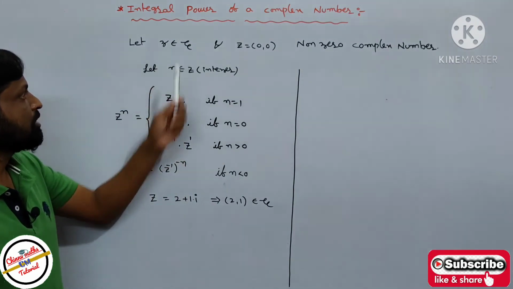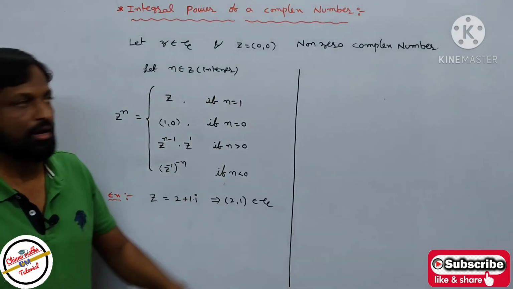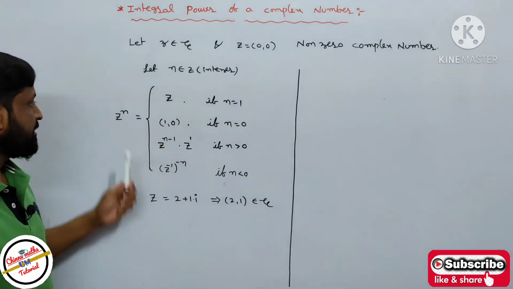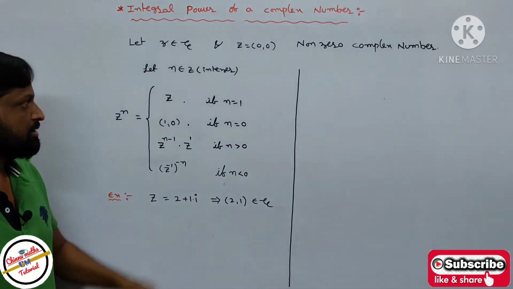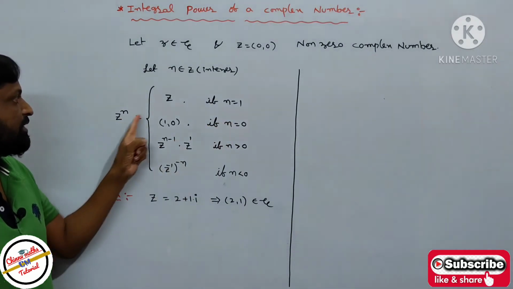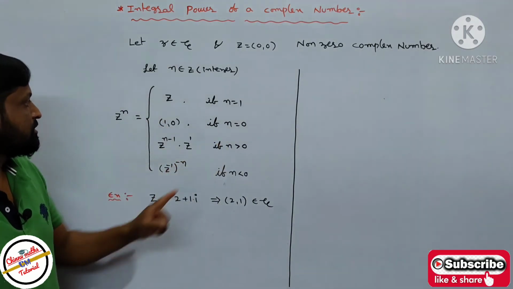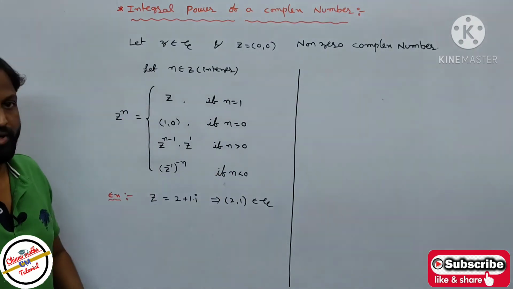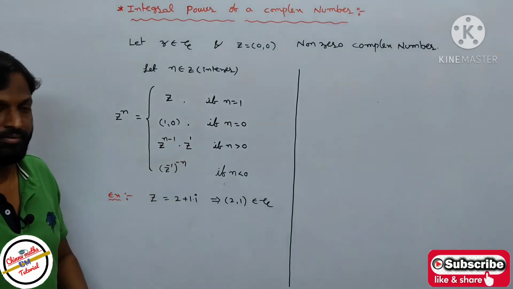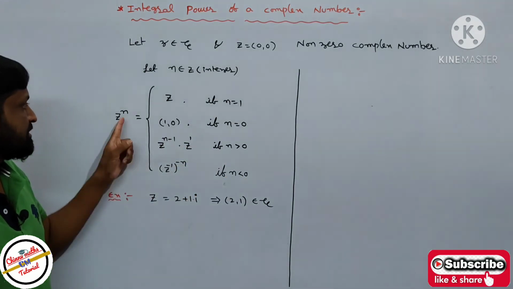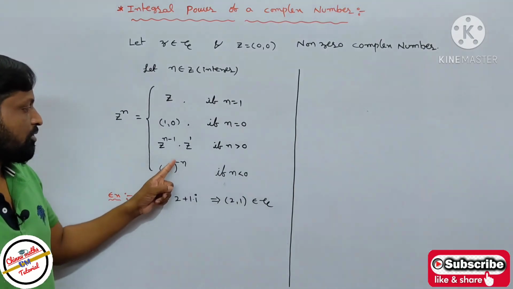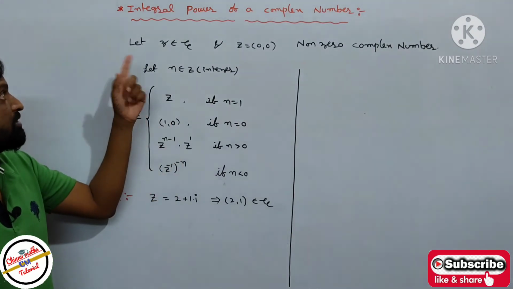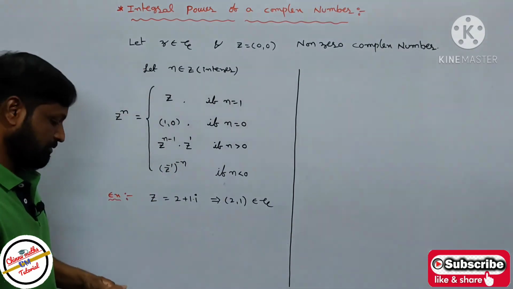Let z belong to the complex numbers and z not equal to 0, a non-zero complex number, and n belongs to Z, Z being the integers. So z power of n is defined in four different cases. The first one: if n equal to 1, z power of n is defined as z. If n equal to 0, z power of n is defined as 1 comma 0. If n is greater than 0, z power of n is defined as z power of n minus 1 into z power of 1. If n is less than 0, z power of n is defined as z inverse to the power of minus n. Let's take one example, so you can understand the definition of integral power of a complex number.